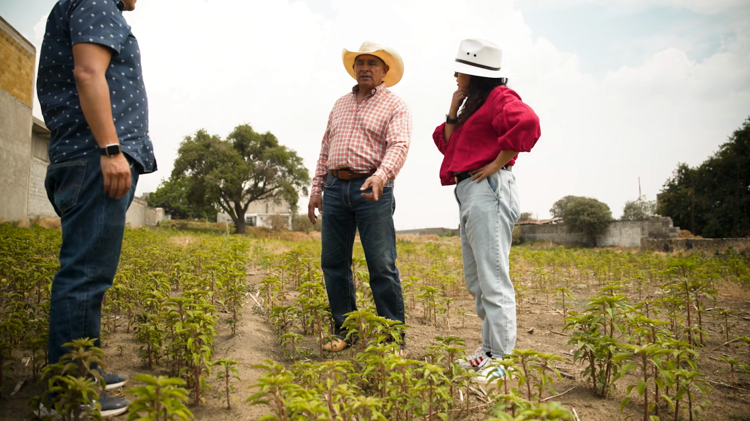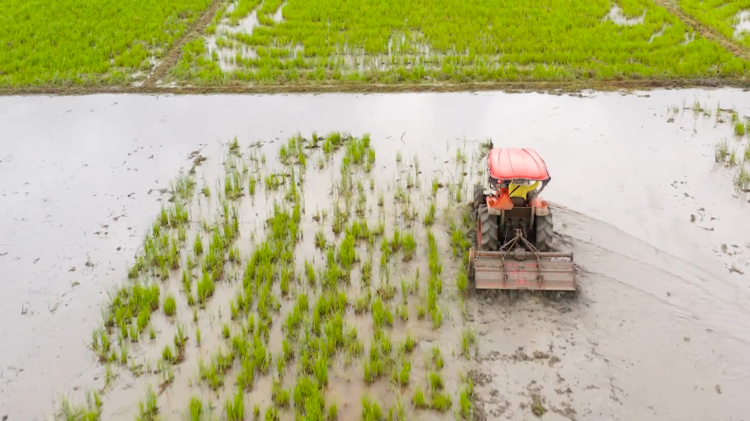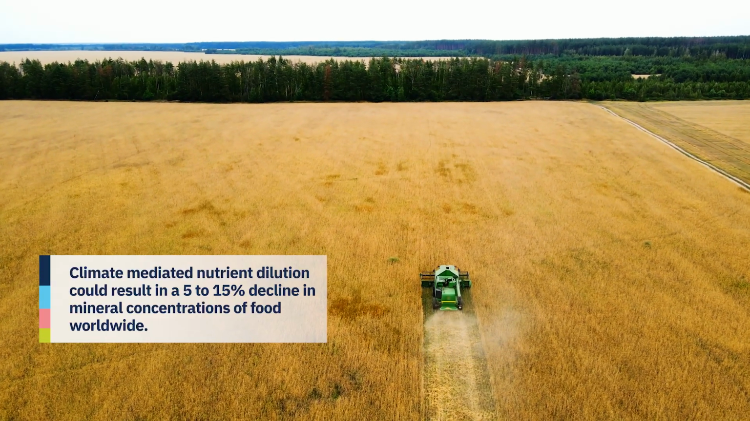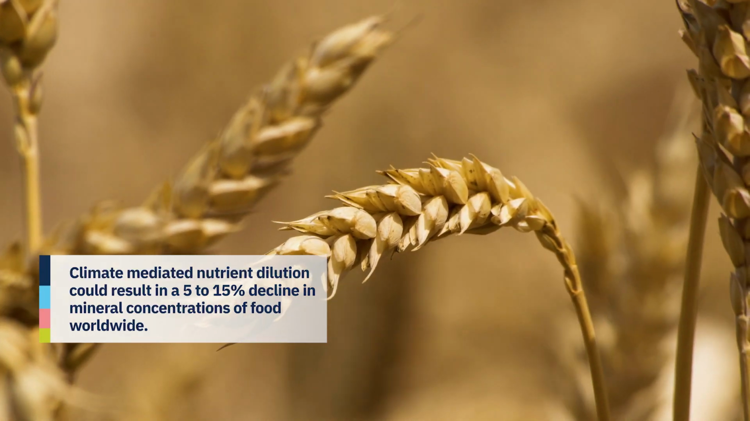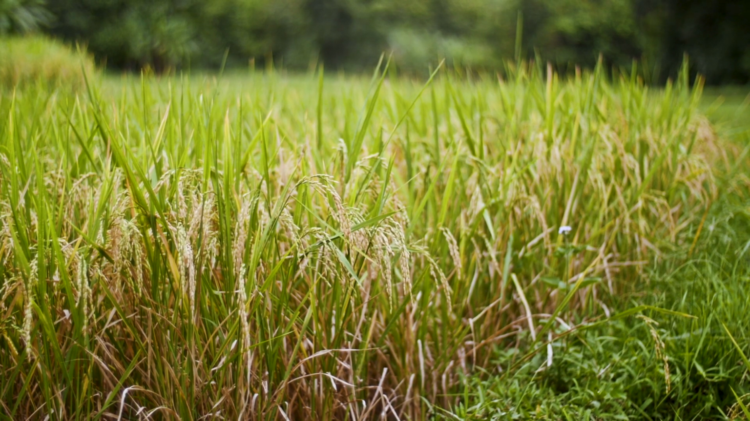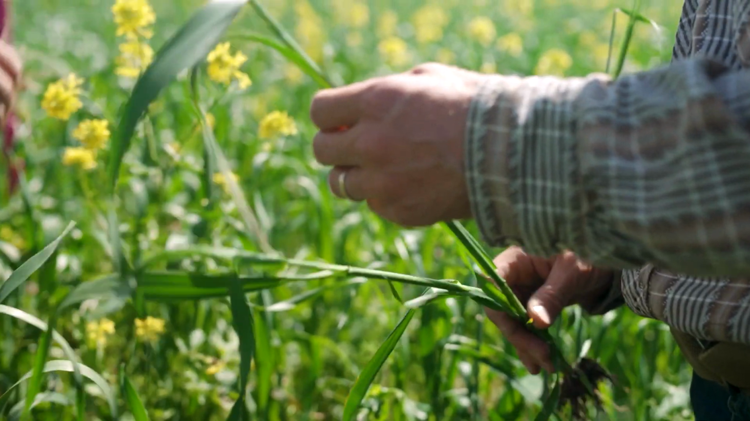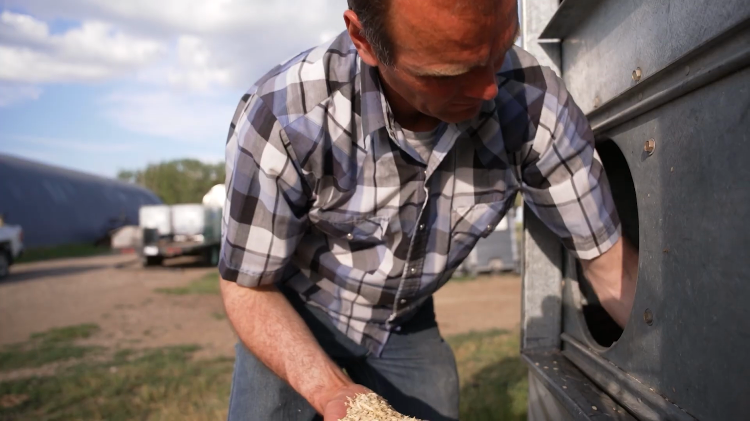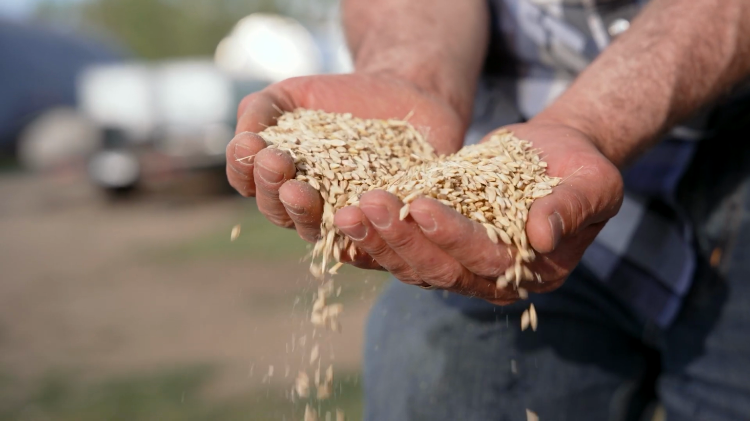response to different interventions. This becomes increasingly important as we learn more about the negative impacts of rising atmospheric carbon dioxide levels on the elemental composition of important staple crops, such as rice and wheat. It has been estimated that this climate-mediated nutrient dilution could result in a 5 to 15% decline in mineral concentration of food worldwide. With zinc and iron deficiency already contributing to millions of deaths annually, it's critical to more closely monitor the mineral composition of the world's food supply and identify strategies for improving nutrient density and food quality through more targeted and responsible agricultural practices.